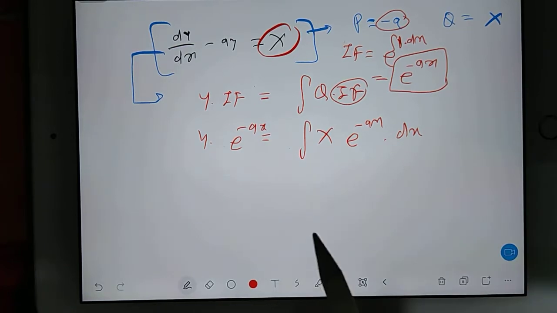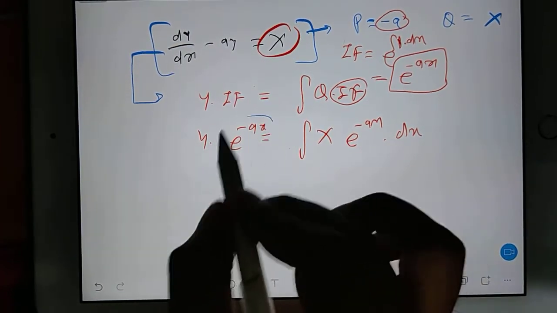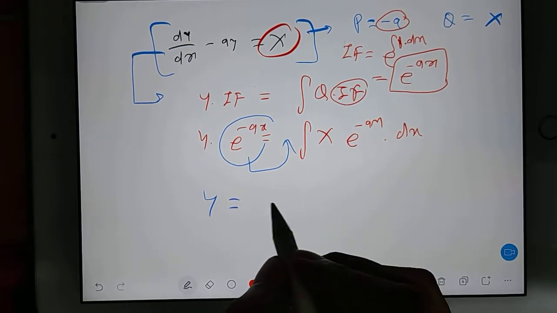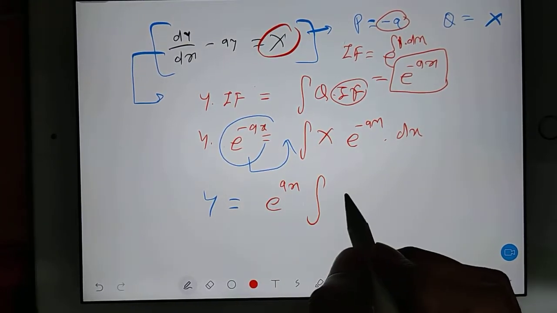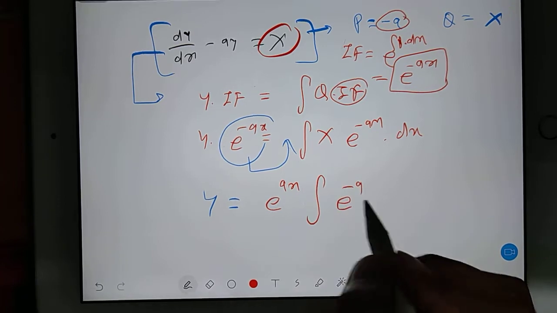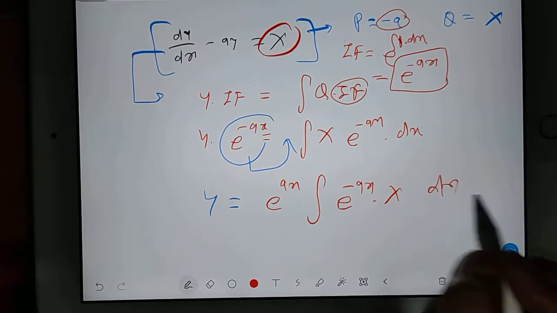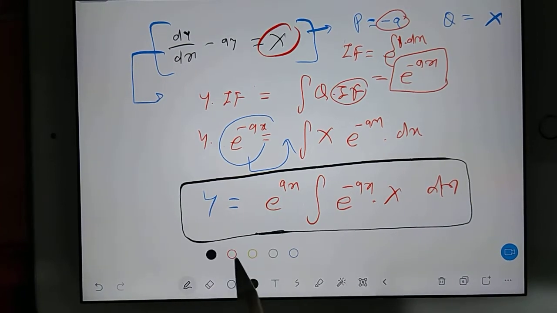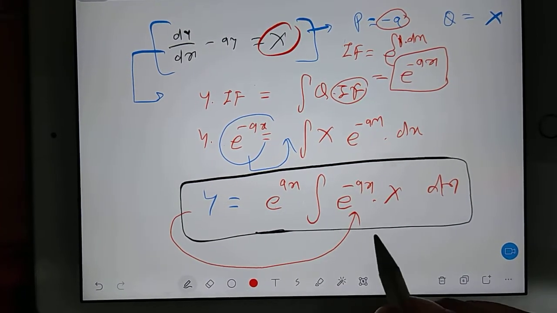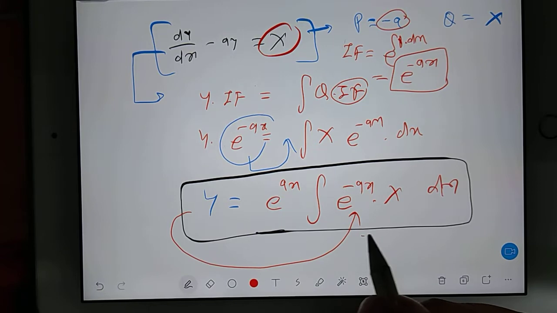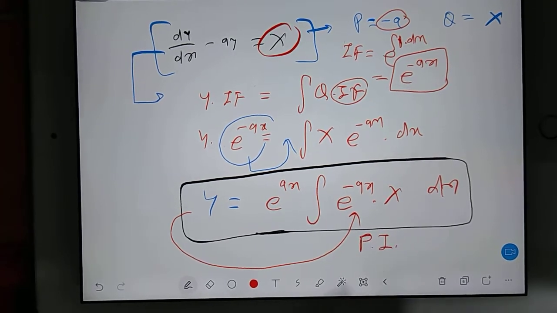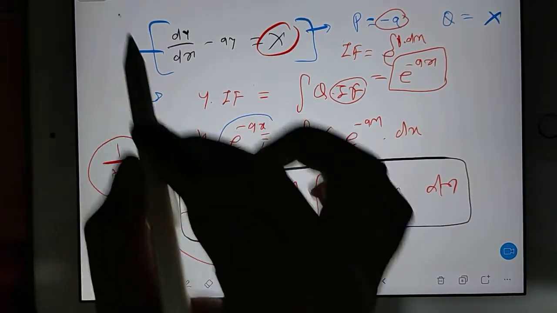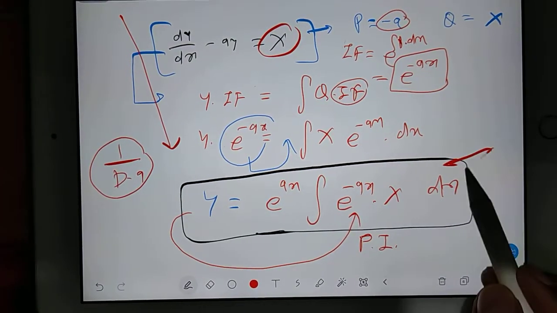So that's why you see here, this portion also you can send to this side. So your y value, what you are getting is e power ax times the integration of e power minus ax into x dx. So this is what I gave you in the beginning to mug up, the equation, right? So this y value is this one. So actually this became your particular integral. So whenever 1 by d minus a format is coming, you don't have to work like this. You directly remember the format.